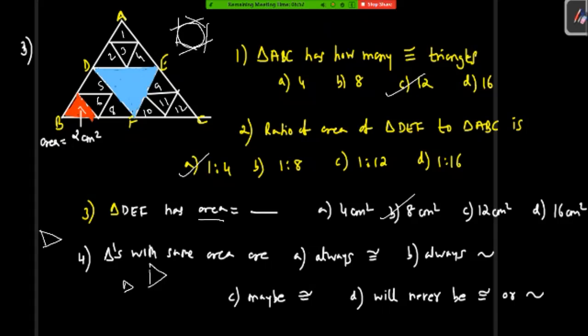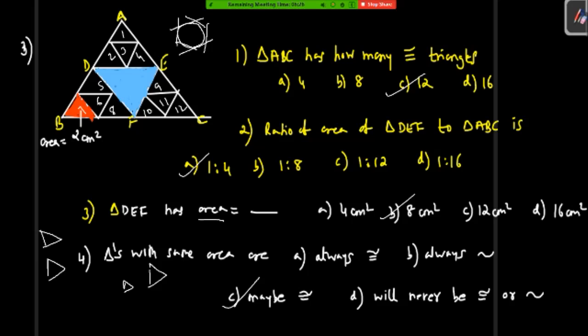Suppose you have a right angle triangle and an equilateral triangle. Are they similar? No. But their areas can be the same. So the answer is not always. The answer is may be congruent. It is not always congruent because the shape can be different, but the area can still be the same.